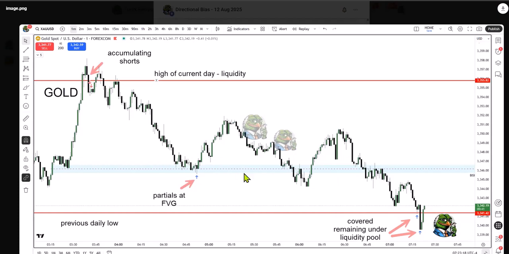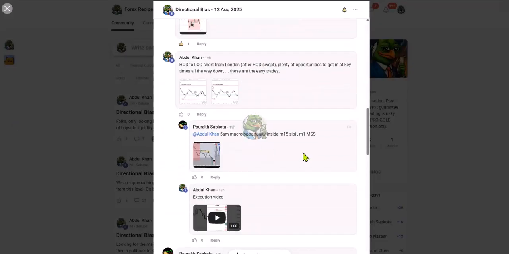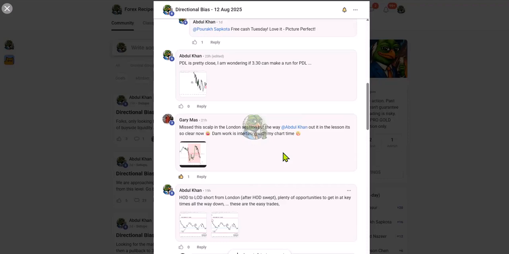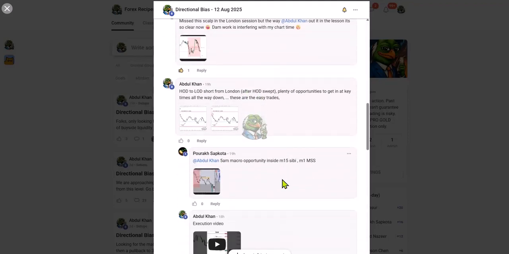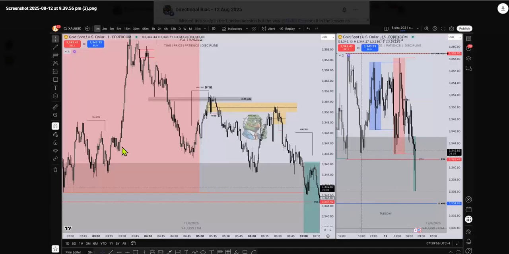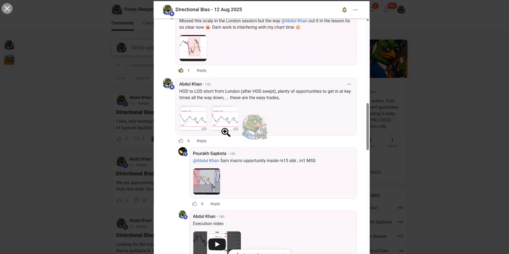This is where I've taken my partials. Okay, covered the remaining under that previous daily low, also current weekly low. Okay, and students are also following along and taking that trade as well. So there it is there. 150 pips locked in. Okay, so the knowledge I'm teaching inside of my community is transferable.